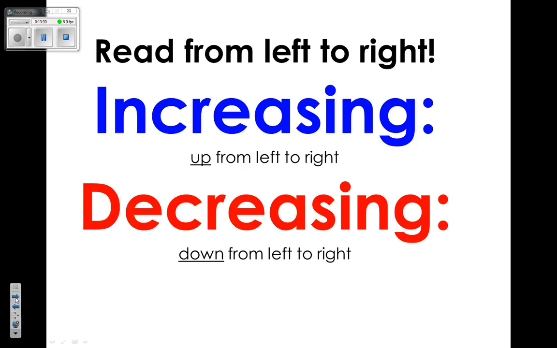Okay, when you read a graph, you read it from left to right. If it's going up, it's increasing. Down, it's decreasing. We've gone through this before with parabolas, remember? Your rules are basically the same. Well, they are for this.